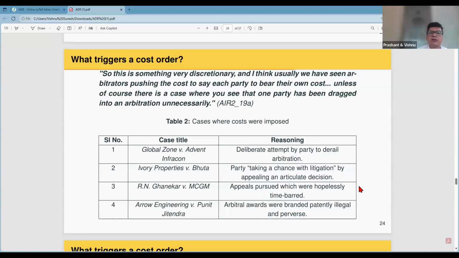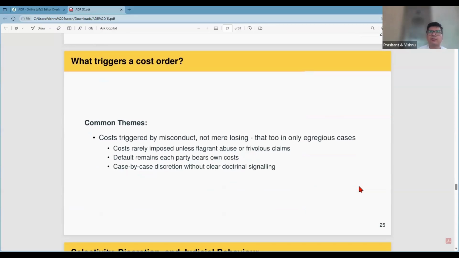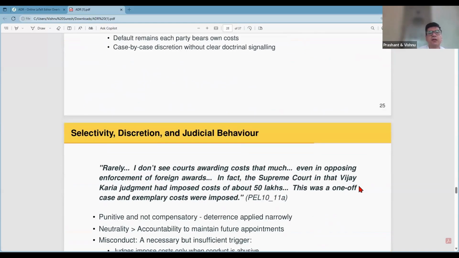Now, to be very clear, 31A has both principles, both objectives. One is indemnity and one is punitive. But in all these 4 cases, it's mainly the punitive objective which is highlighted. Courts are imposing cost when they see a procedural abuse or a frivolous or meritless claim. So costs are triggered by misconduct and not mere losing. So they are rarely imposed unless there is flagrant abuse or a frivolous claim, and the default remains that each party bears its own costs. Okay.